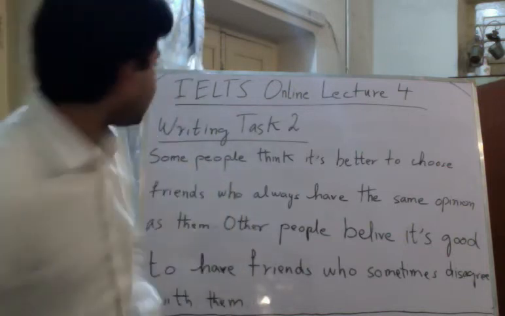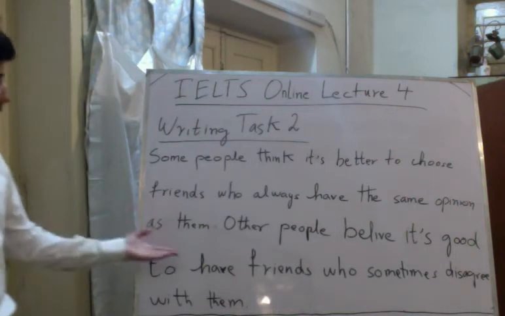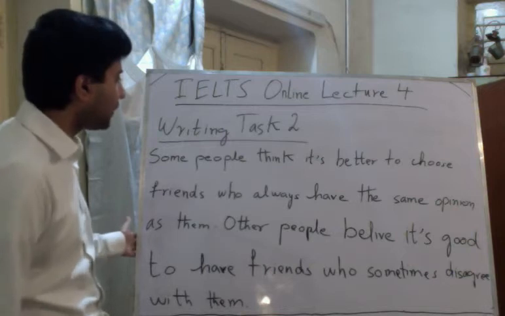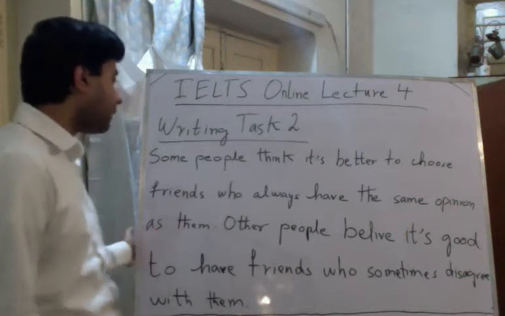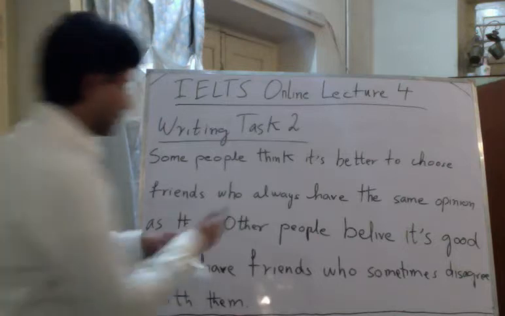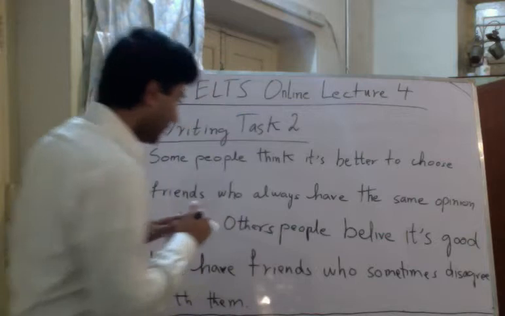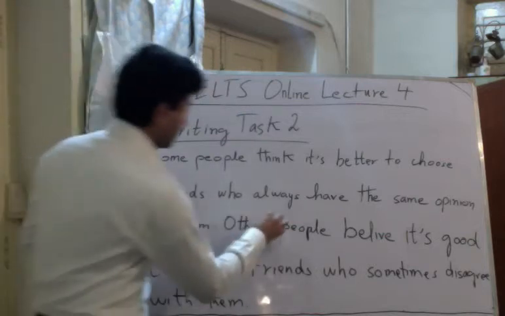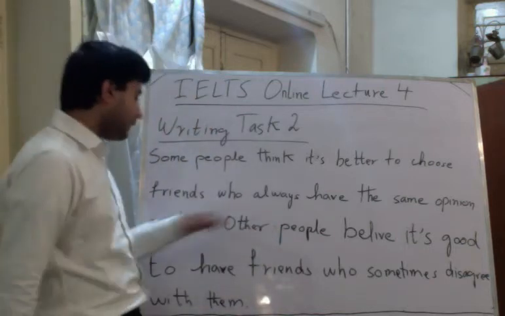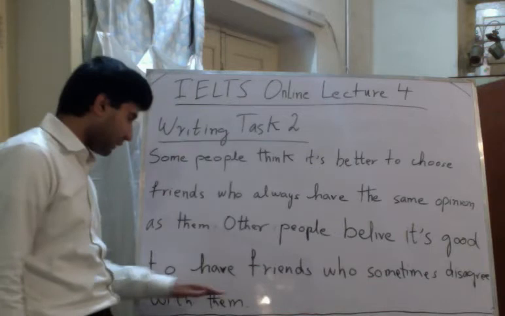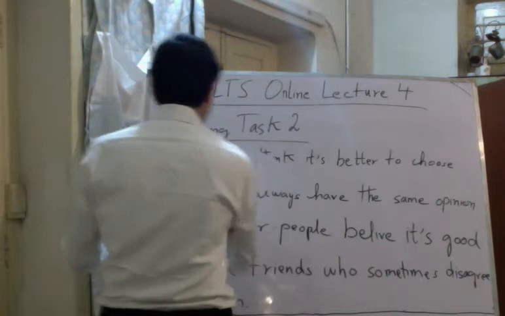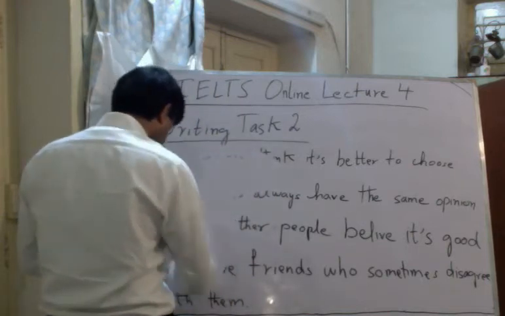I'm sure you have written it. I'll read it one more time. Some people think it's better to choose friends who always have the same opinion as them. Other people believe it's good to have friends who sometimes disagree with them. Sorry, it's "other people", not "others". So I'll rub it and we'll start with the introduction.